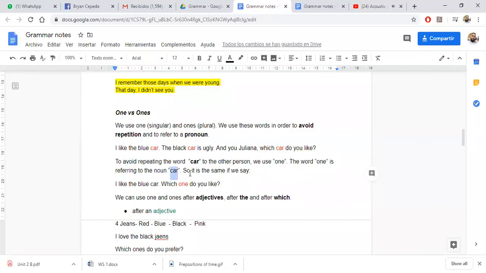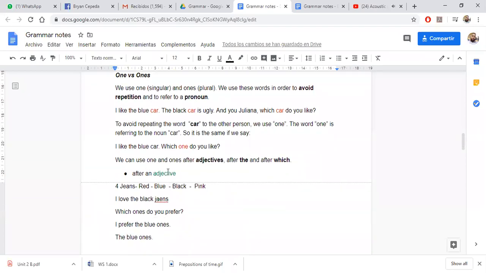So it is the same if we say, I like the blue car. And now in the question, which one do you like? So you see, instead of which car do you like, I'm saying which one do you like? Because I just want to avoid repetition. We can use one and ones after adjectives, after the, and after which.